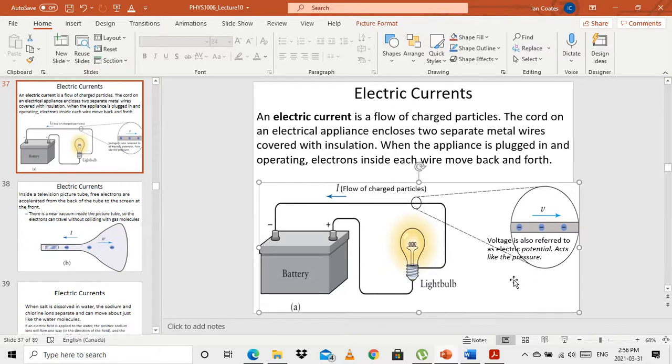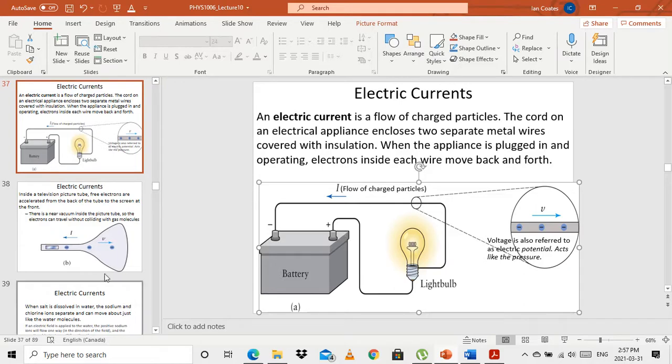Voltage, which we'll get into. Oh yeah, there's lots of definitions here. Voltage is also referred to as potential energy, electric potential energy. It kind of acts like the pressure in the blood vessels. So again, I is your flow, your current of charged particles, and it's actually going the opposite direction of the arrow.